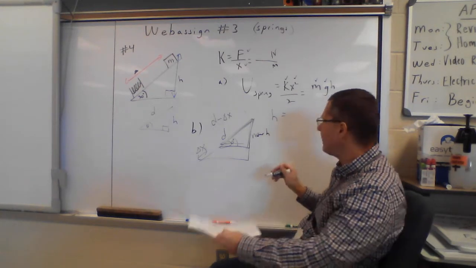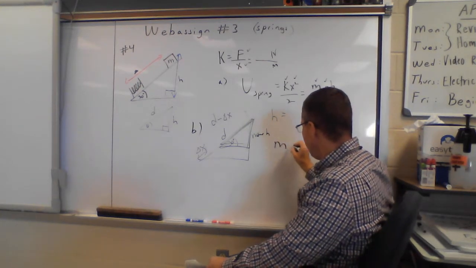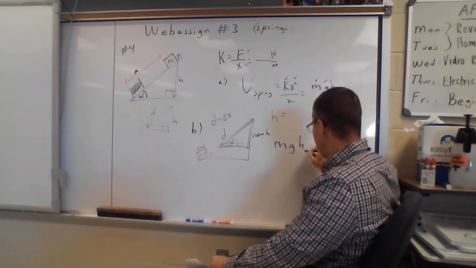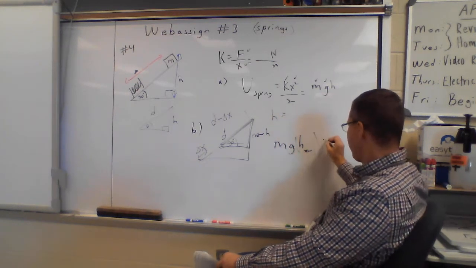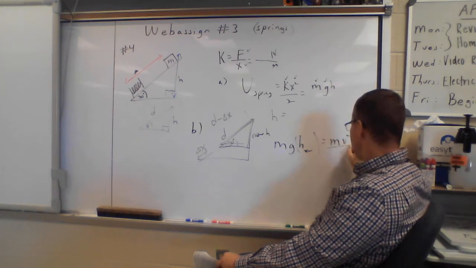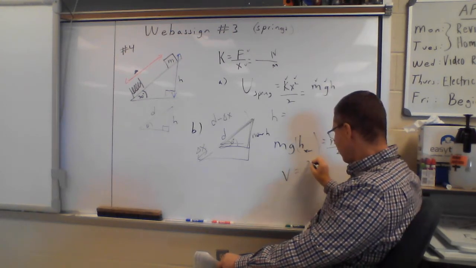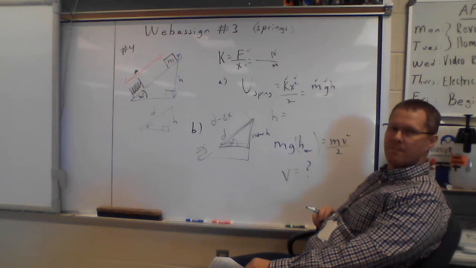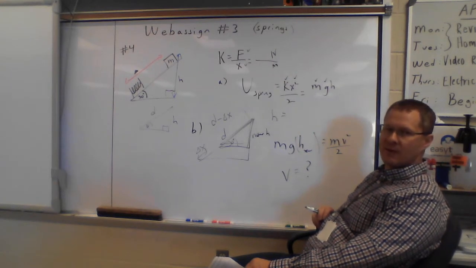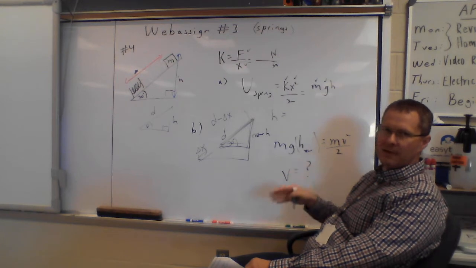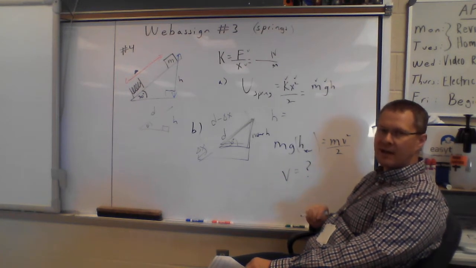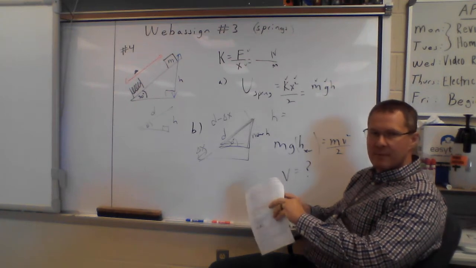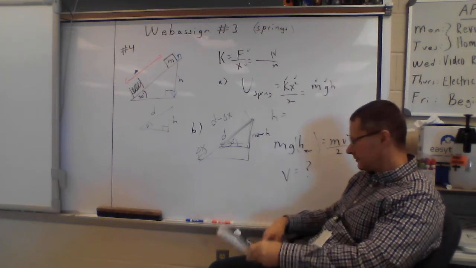And what do we want? The speed. So we can kind of do mg new H equals mv squared over 2 and solve that for v. So this one is definitely a little bit tricky. It's not just a matter of blindly plugging numbers into some equation and getting an answer. Okay. So that's number 4.